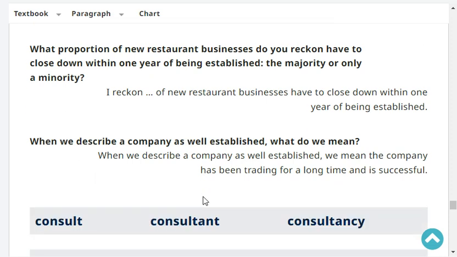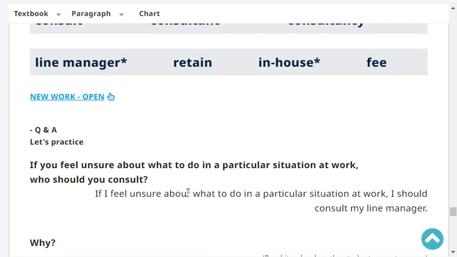When we describe a company as well established, what do we mean? When we describe a company as well established, we mean the company has been trading for a long time and is successful. Very good.